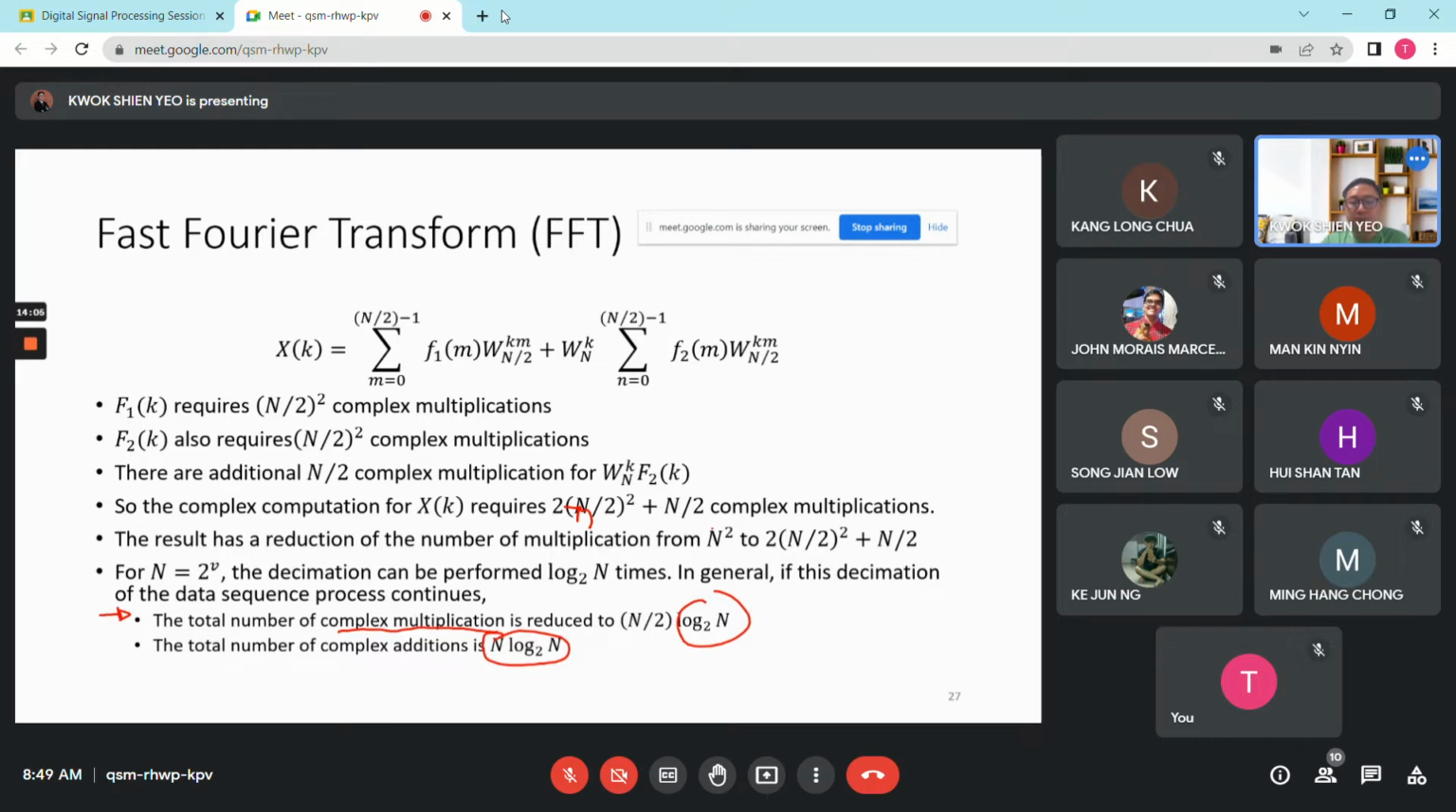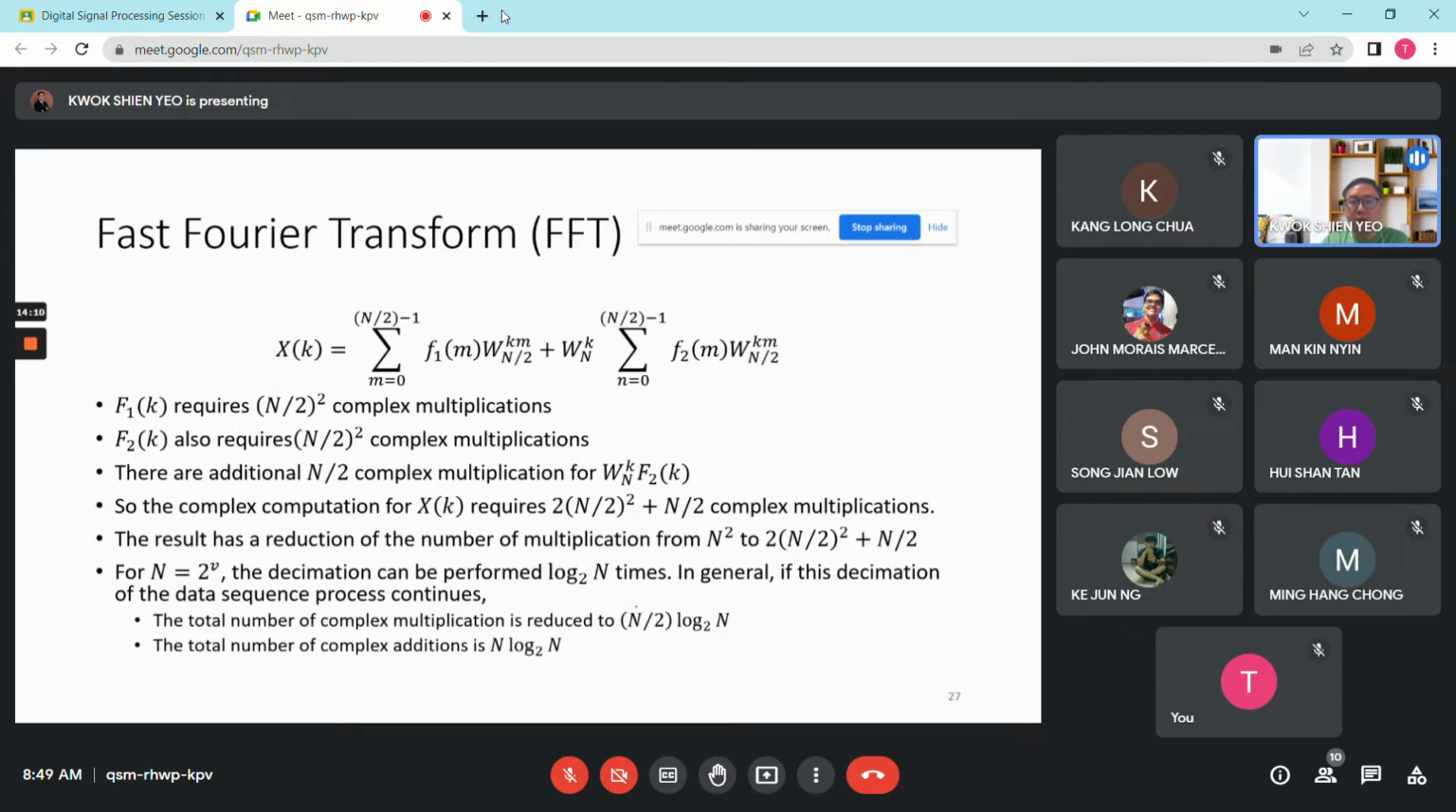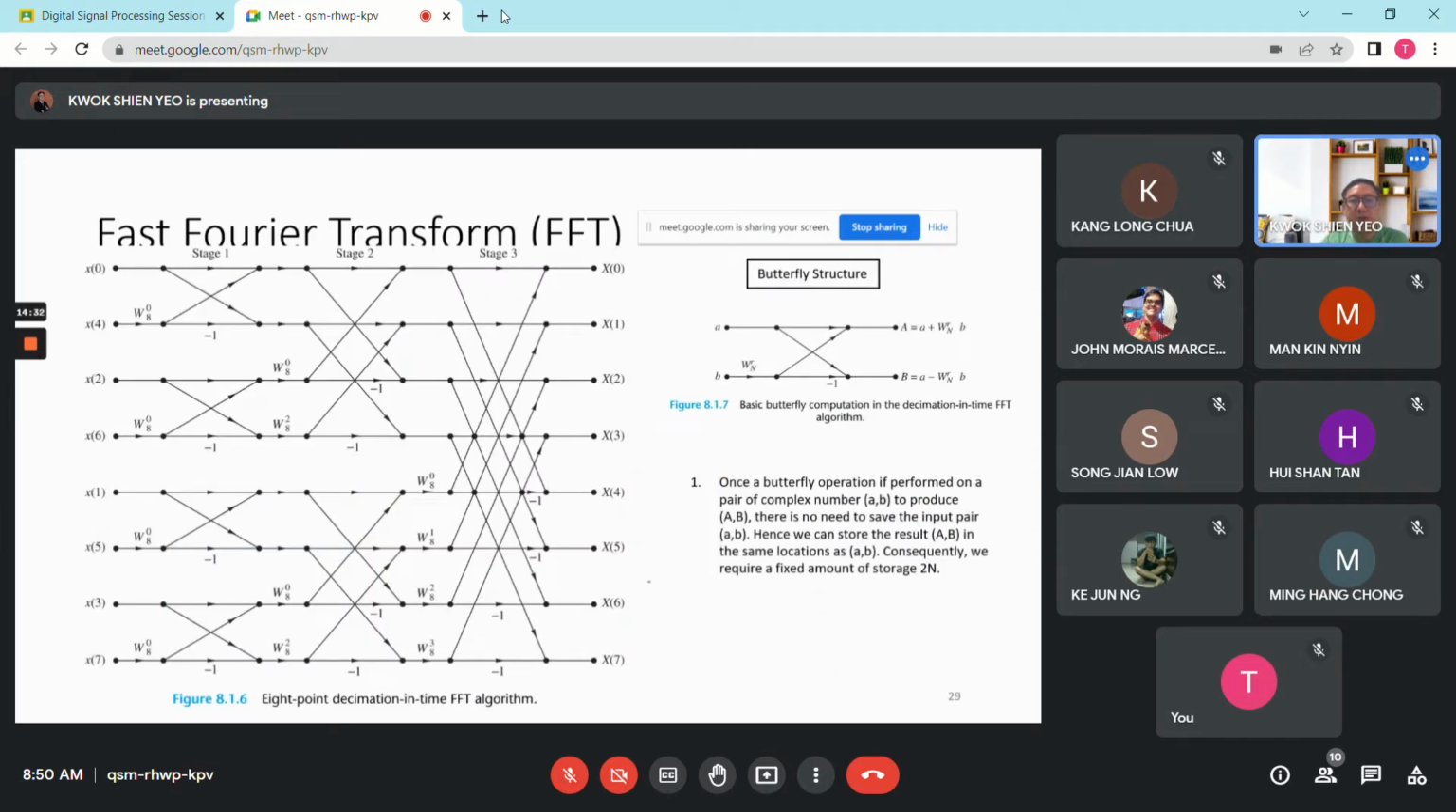You see, the square is gone, right? So there's no square already. So let's say n equals 8, okay? If you put it in here, this one gives you a 3, this one gives you a 4, right? So 12, all right? So the complex multiplication is reduced to 12 steps. How it becomes like this is because you can look at here, right? It is because of the butterfly structure.